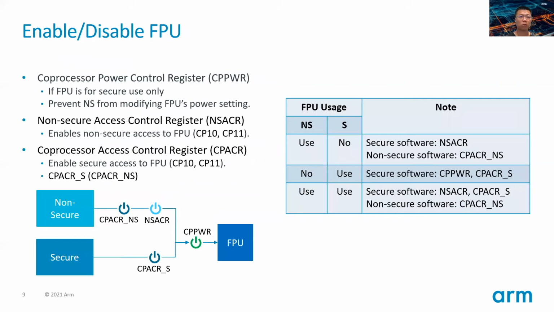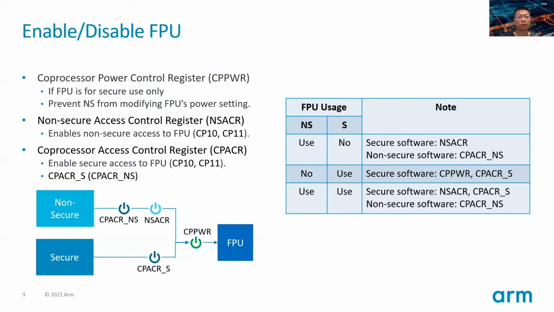Now let's talk about how to enable and disable FPU. There are three registers. The first is the coprocessor power control register, the second is the non-secure access control register, and the third is the coprocessor access control register. It depends on the FPU usage in the system. If FPU is only used by the non-secure side, the secure software needs to configure the non-secure access control register first, then the non-secure software will configure the coprocessor access control register.